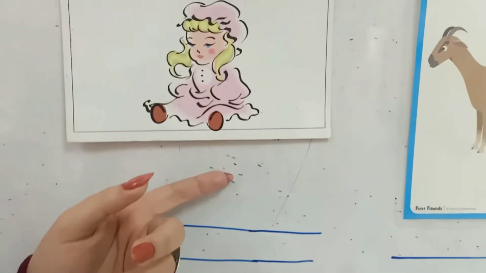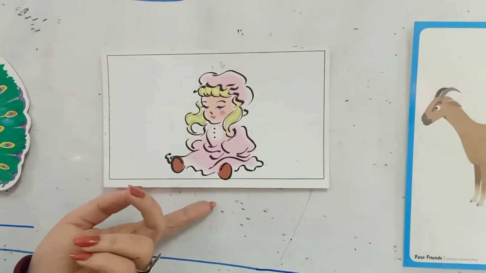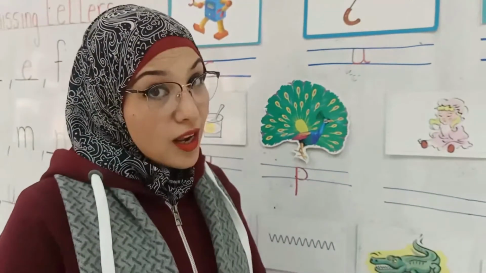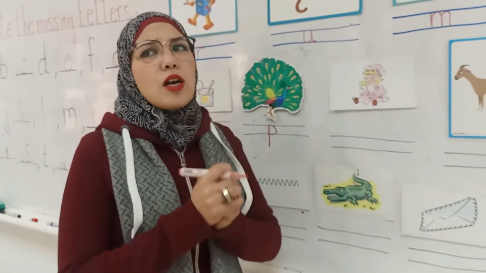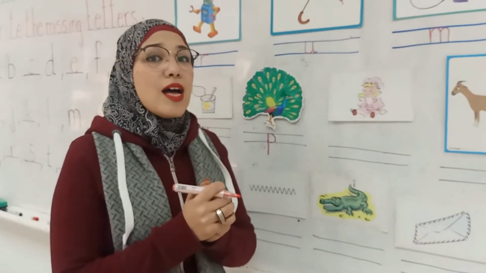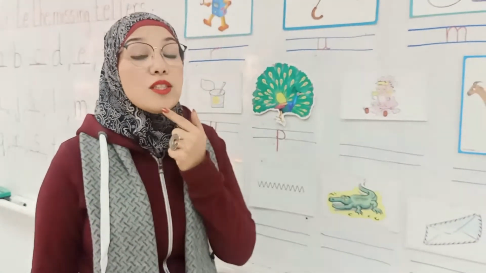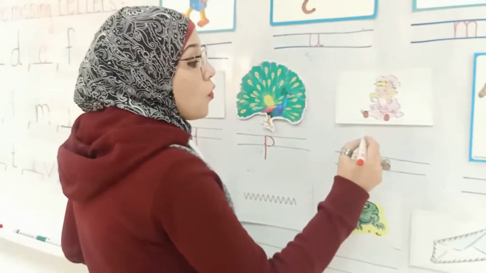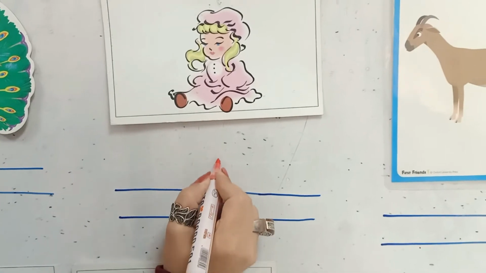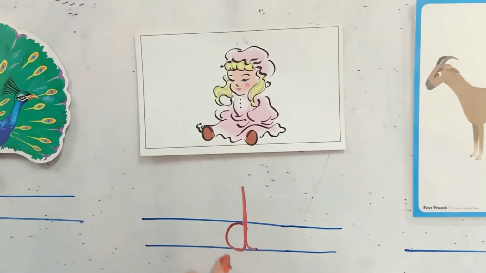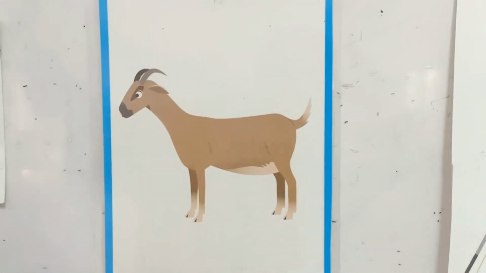And now, what is this? Super! Doll. Doll starts with letter... Super, I can hear you. Doll starts with letter D. D is for doll. This is how to write letter D.